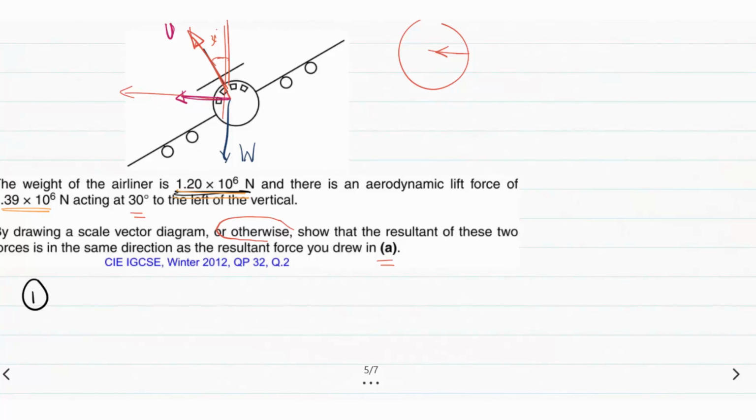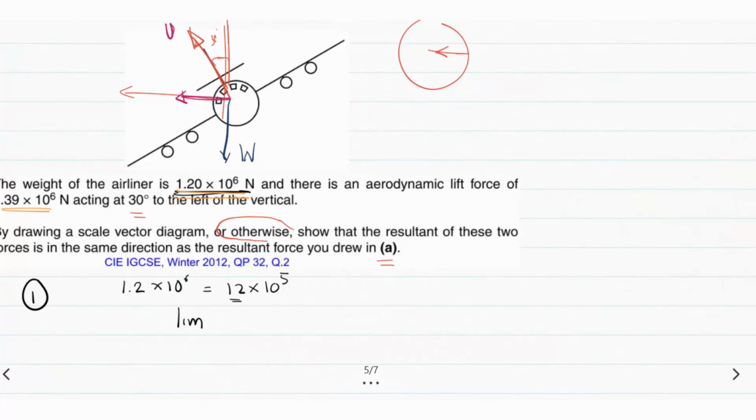Okay, let's get started right from the first step. The first step is to scale the thing down. Obviously 1.20 into 10 raised to 6 is a very huge number. So I'm going to write 1.2 into 10 raised to 6 as 12 into 10 raised to 5. I just shifted the decimal and reduced the power of 10.